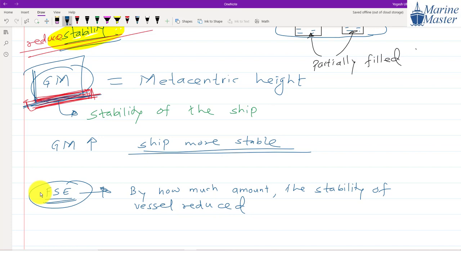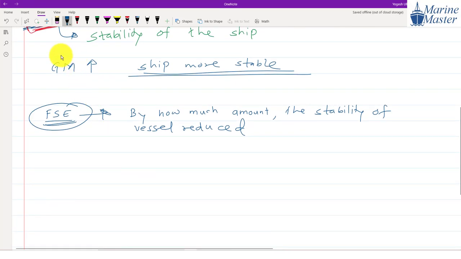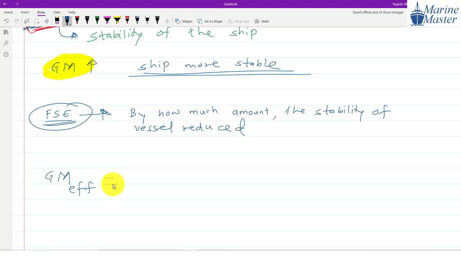And because of that, we will get a new GM. The initial GM means without free surface effect. The new GM means the effective metacentric height. This effective metacentric height is less than the initial GM. So the new stability will be the initial stability, without free surface effect, minus FSC. GM minus FSC, guys.